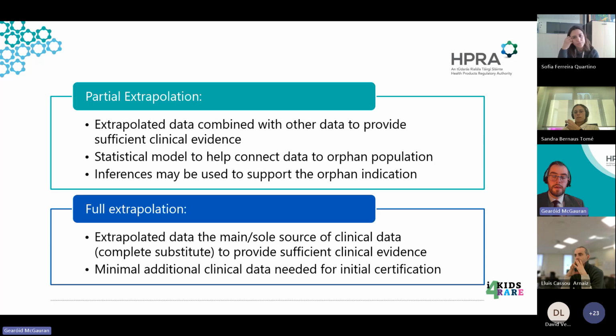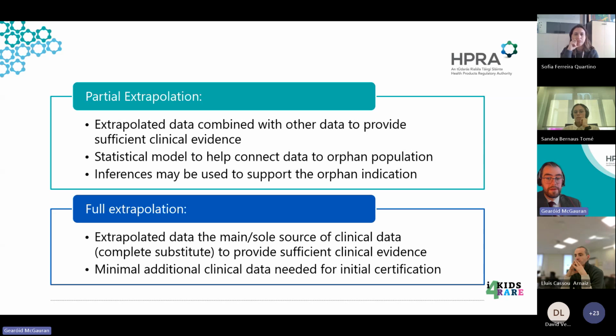Our guidance explains two different types of extrapolation as concepts. There's partial extrapolation, where the data can be used in combination with other sources to provide sufficient clinical evidence. Generally, the extrapolated data is not sufficient on its own, and it may need to rely on statistical models or other combinations of data that can make inferences to support the orphan indication.